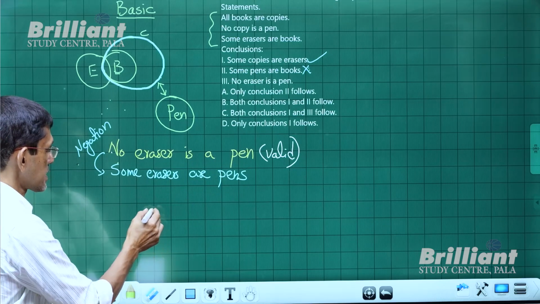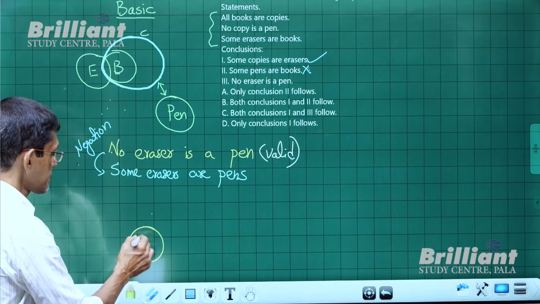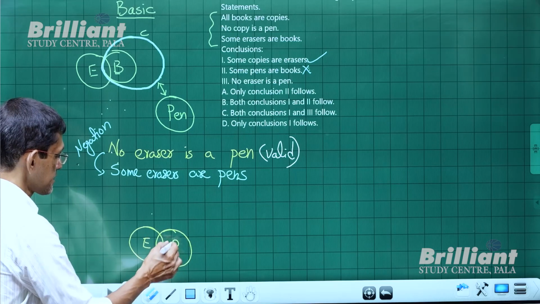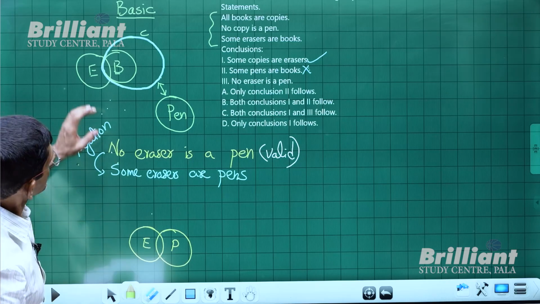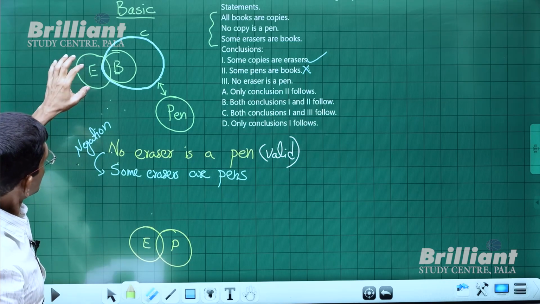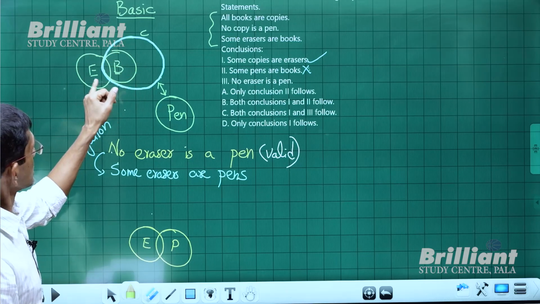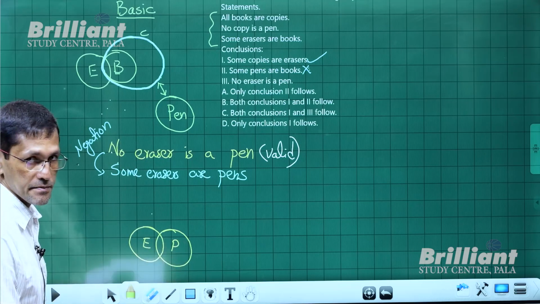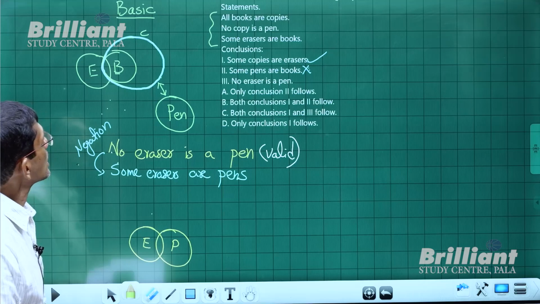Some erasers are pens. So we are going to draw a diagram. Eraser and pen. Some erasers are pens. At the same time, when you look at the basic diagram, we have two more things, books and copies. Eraser and pen, that's two items. It's already in this new diagram. Now we have to bring two more items. What are they? Book and copy.